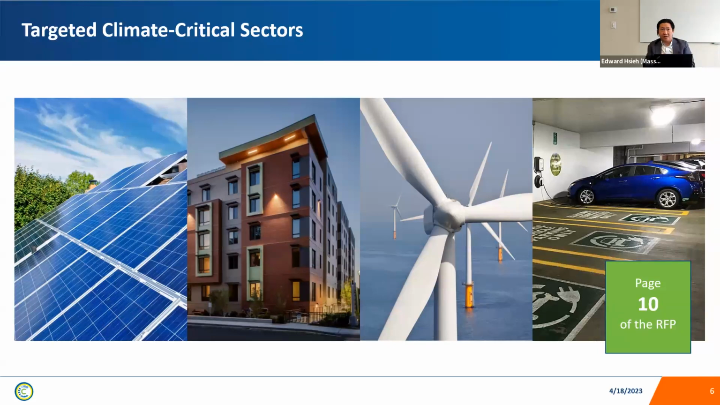So you can see the pictures here, which represents each of those sectors. Net zero grid, which is solar, microgrids, and other transmissions. Electrification of buildings and retrofits. Offshore wind, and then transportation, which includes EV infrastructure, electric bikes, and other forms of transportation.